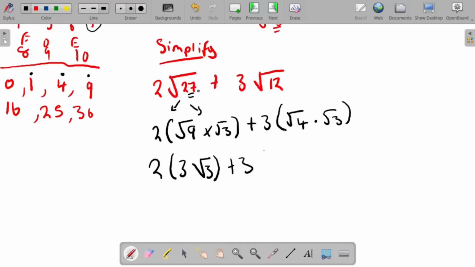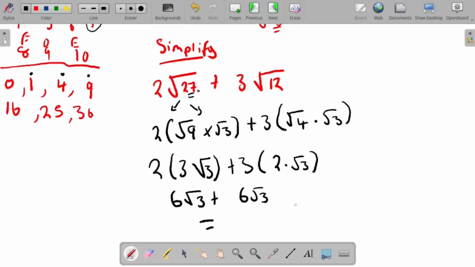Plus, that is 3, open brackets. Pay attention to how I'm writing, because it can save you on mistakes. So that's root of 4, that is 2, multiplied by root of 3, like that. So implying that we can say this is 2 times 3, giving us a 6, root 3, plus 3 times 2, that is also a 6, root 3. When you put these together, they're going to give you 12.